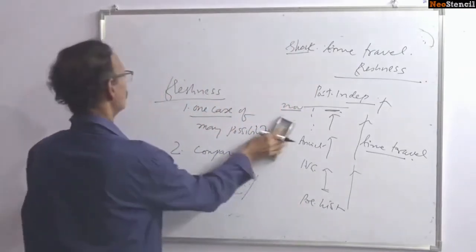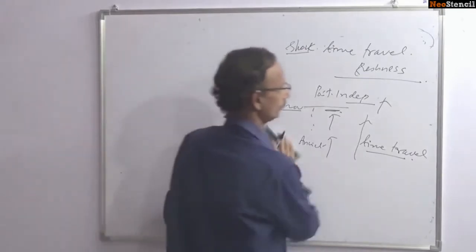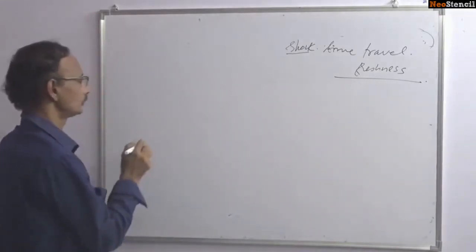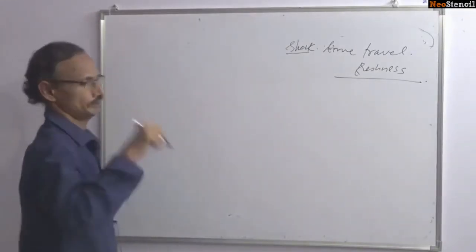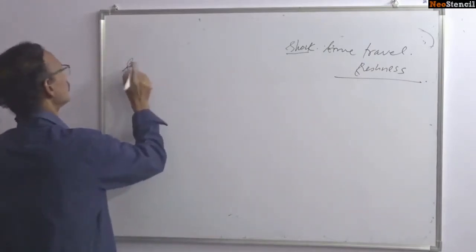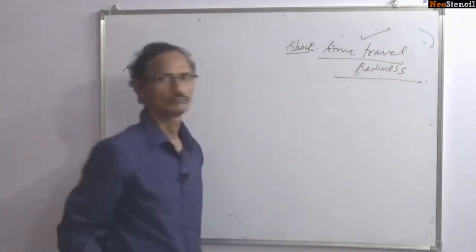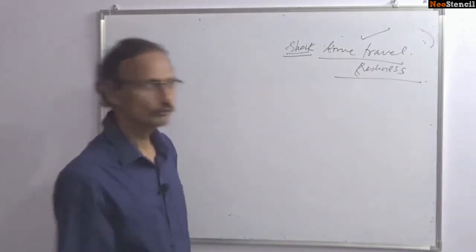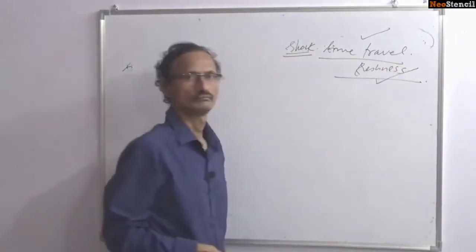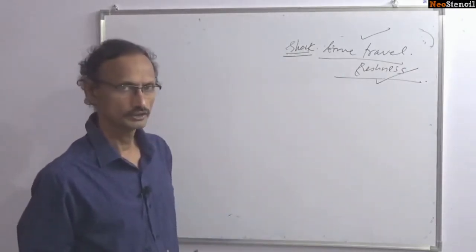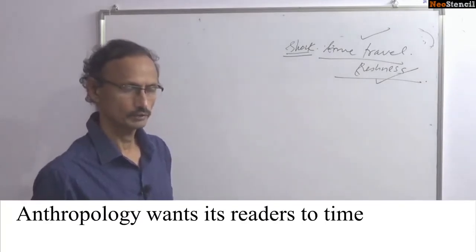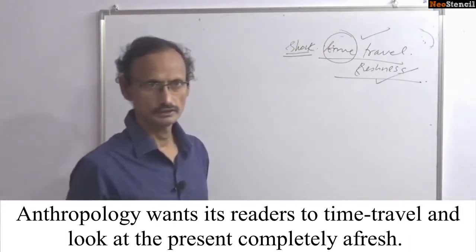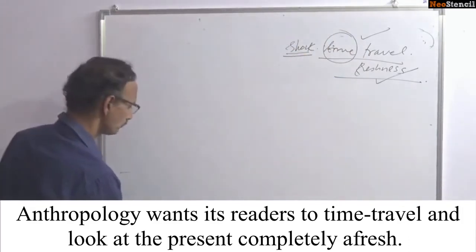Now, where is anthropology? Anthropology also is closer to the historical method. It believes in time travel, and it wants the reader to be shocked and to look at the present afresh. The difference between history and anthropology is that the time it travels is huge, it starts from millions of years ago.